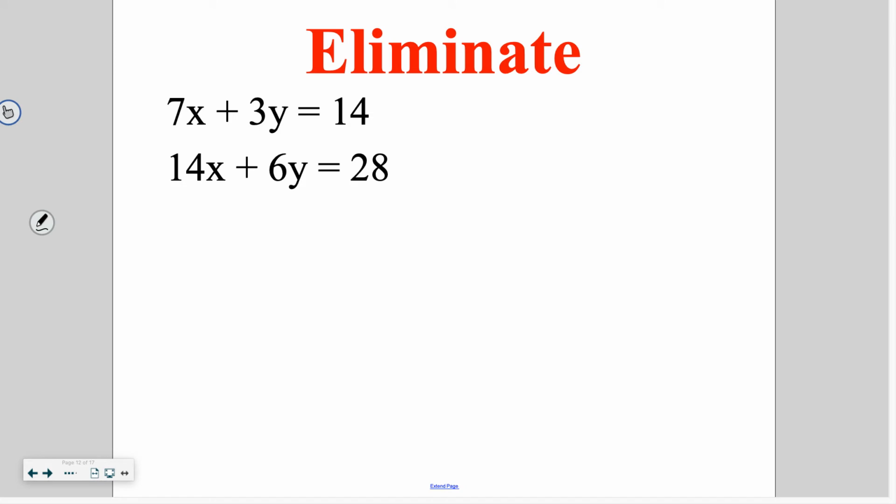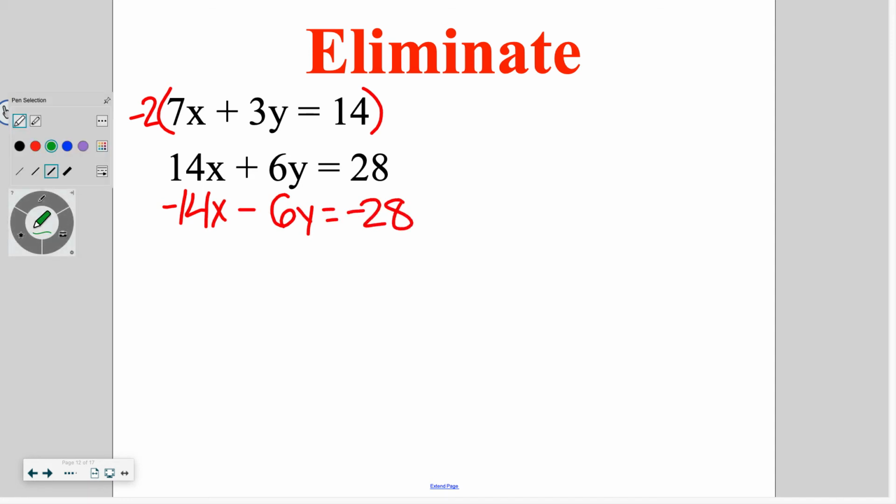Last thing we're going to talk about with elimination is what happens when we have either no solutions or infinitely many solutions. So, if we're looking at these two equations, we don't have a matching variable, but I can see that 7 is a multiple of 14. So I'm going to multiply this whole original equation by -2. That results in -14x minus 6y is equal to -28.